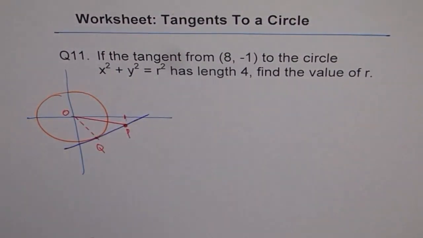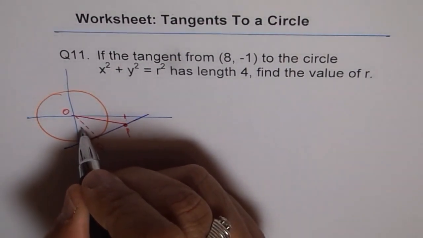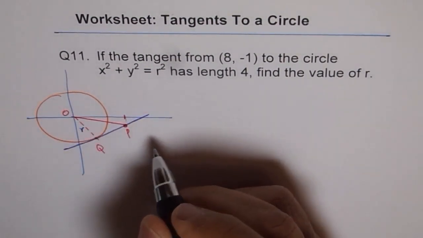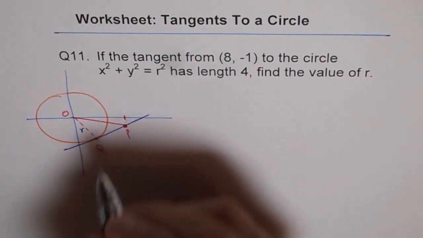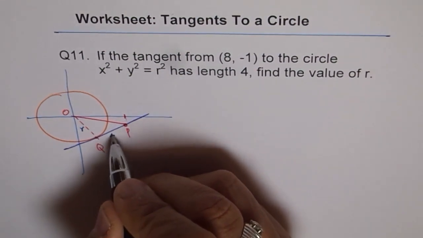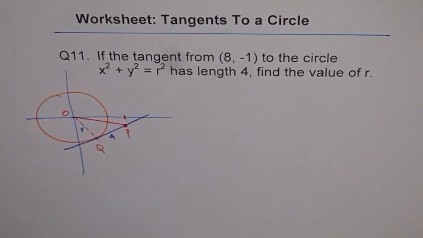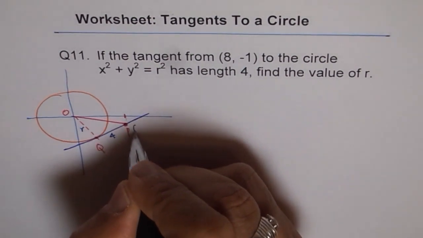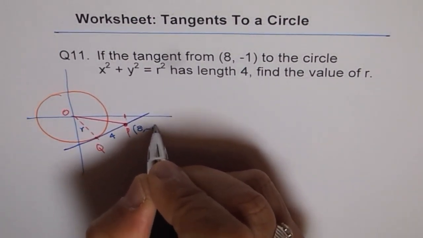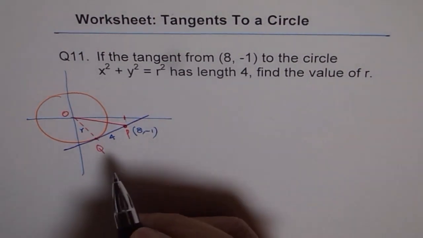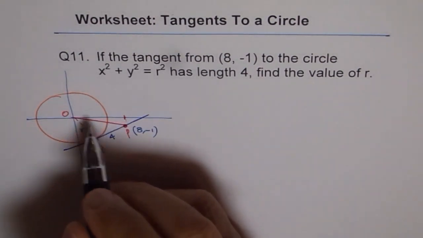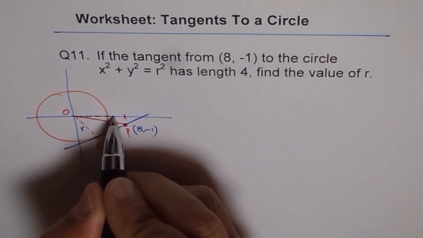What we need to find here is r, this value. And what we are given is the length 4 for the tangent line. That means from P to Q the length is 4, and the point P for us is (8, -1). That is the situation, so we can solve this and easily find the radius. How are we going to do it? Think about this triangle.